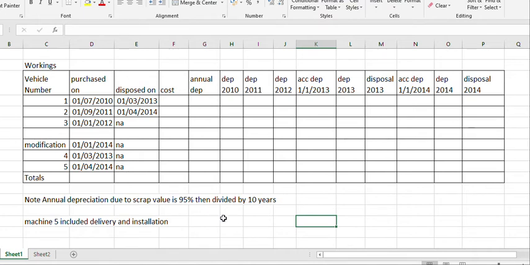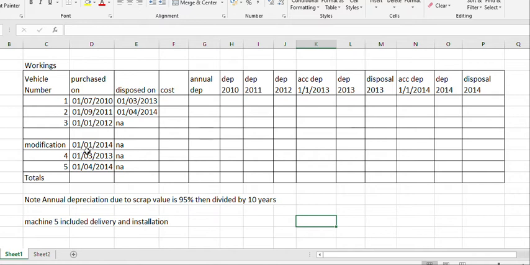As you can see, there is a lot in this table. Down the first column on the left, I have the vehicle number. So we have vehicle 1, 2 and 3, the date they were purchased and the date they were disposed of. Vehicle 1 was purchased on the 1st of July 2010, disposed of on the 1st of the 3rd 2013. Vehicle 2, you can see, 1st of the 9th 2011, disposed on 1st of the 4th 2014. Vehicle 3 was bought 1st of January 2012, was never disposed of.